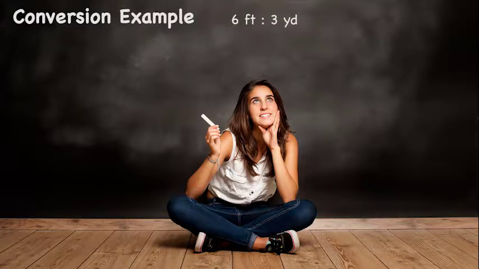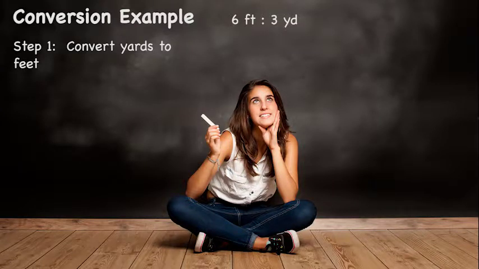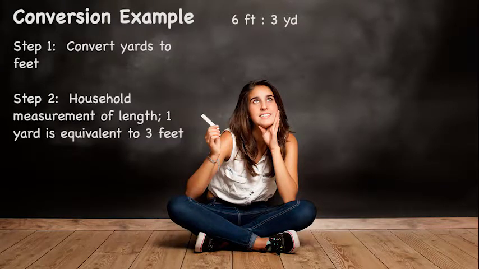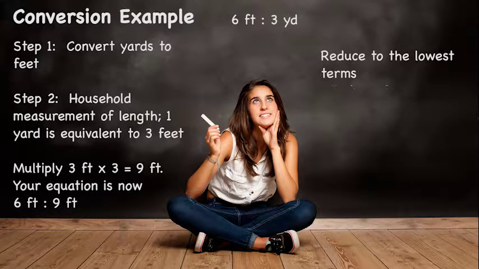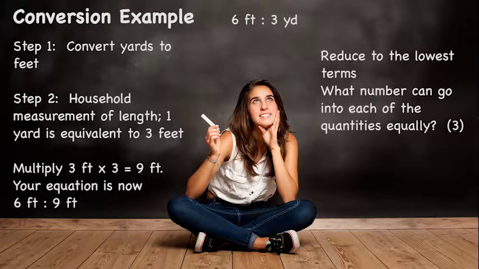So the first thing we look, we see a relationship between feet and yards. Our units don't match up, so we need to do a conversion. So we're going to convert our yards to feet. And 1 yard is equal to 3 feet. If we take 3 times 3, then that gives us 9 feet. Now we have a relationship of 6 feet to 9 feet. We reduce to our lowest terms, and 3 goes into each number. It'll be 2 feet to 3 feet.